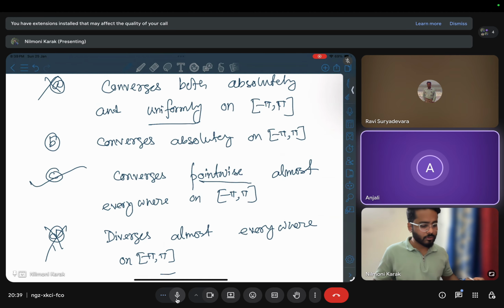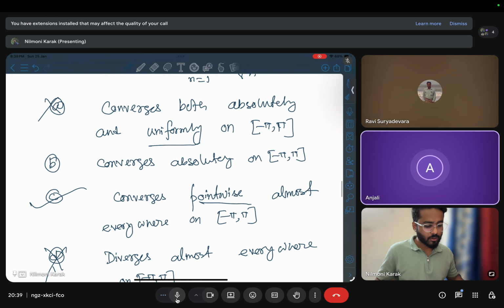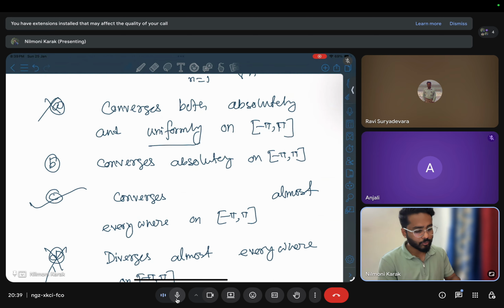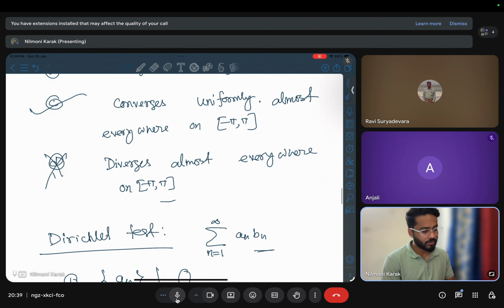So point-wise would be true for all the points in this interval minus pi to pi, including 0. Maybe that's why. But uniformly on the whole interval won't hold true, yes, because the Dirichlet test is failing at 0. Yes, you are right. So in the question, we should mention this is uniformly, right? Then this is true.